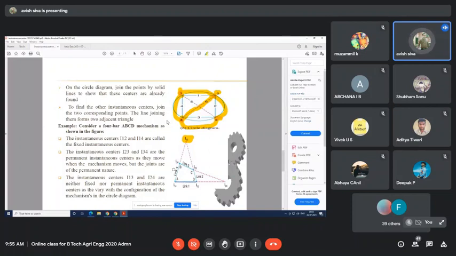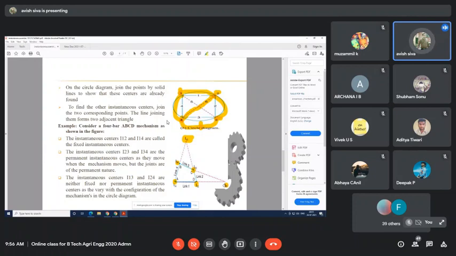Now you look at the figure here. This is your I34 and I23, you have to extend on one side, and on the other side you have to extend I14 and I12. Whenever you extend these two lines, you will get your I24. This is the simple method for finding out the neither fixed nor permanent instantaneous centers.